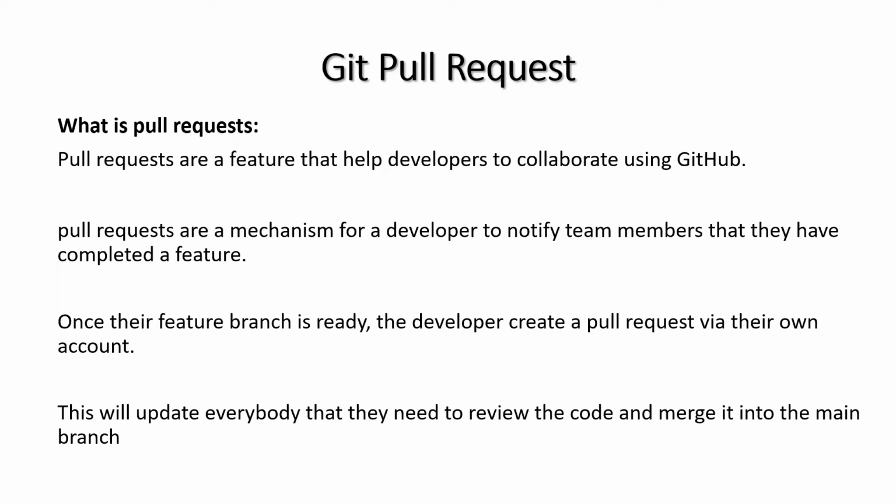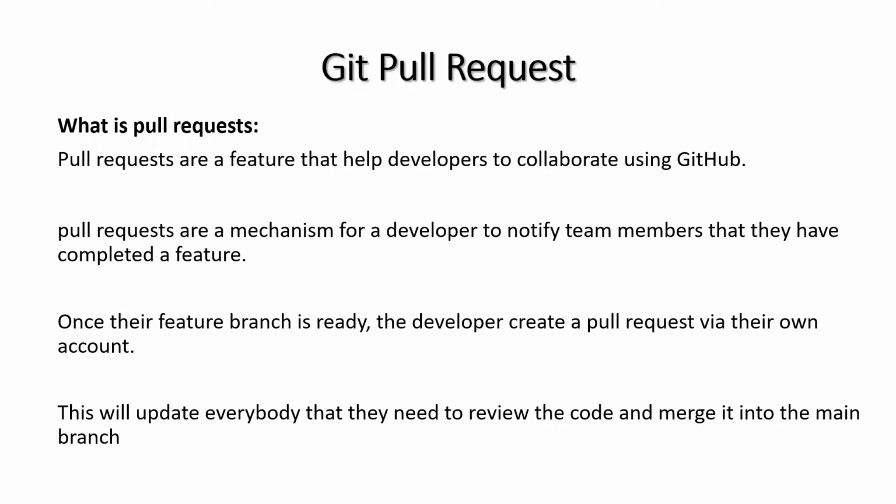In this video, I am going to discuss what is the Git pull request. Basically, pull requests are a feature that helps developers collaborate using GitHub. With the help of a pull request, developers can notify the team members that they have completed the feature. Now their feature is ready to merge into the master branch.